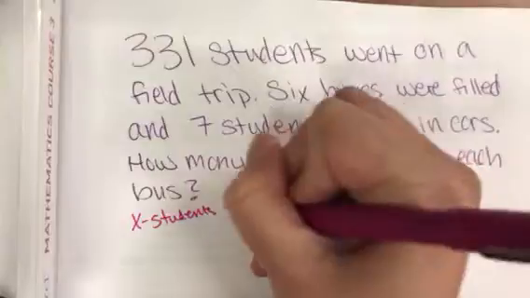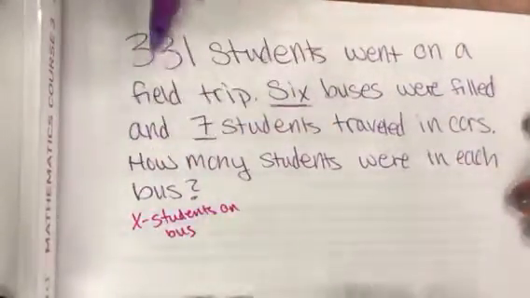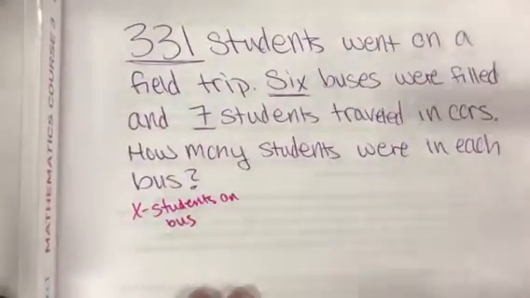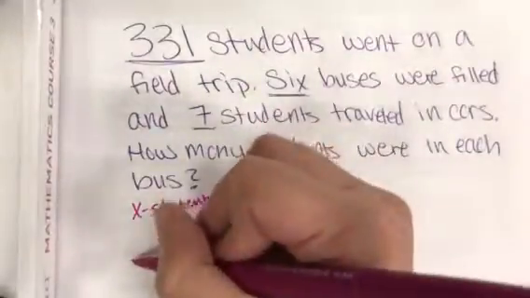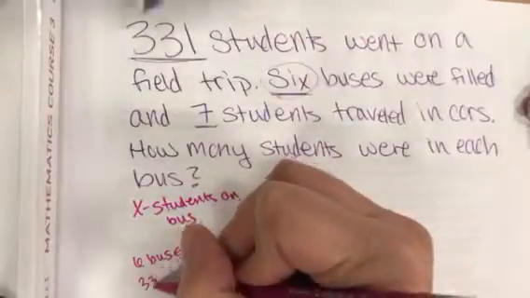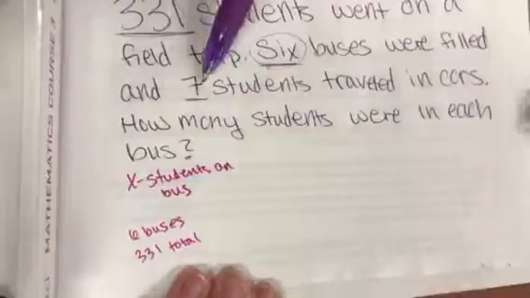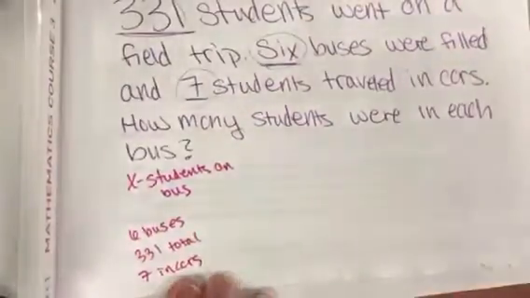So right now, you're identifying all the important information. Okay. So the students on the bus is X. What other information do we have about those students that went on this field trip? We know there were 6 buses. We know there was a total of 331 students. And we also know 7 students traveled separately in the cars. Yes. So now let me put all this together.